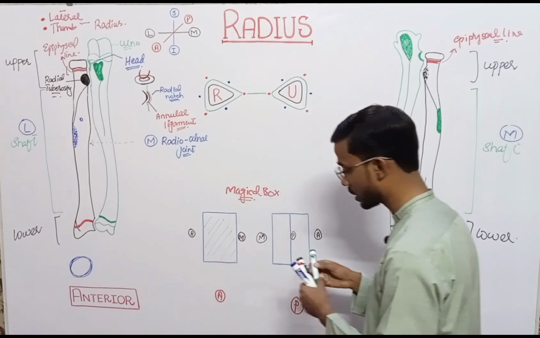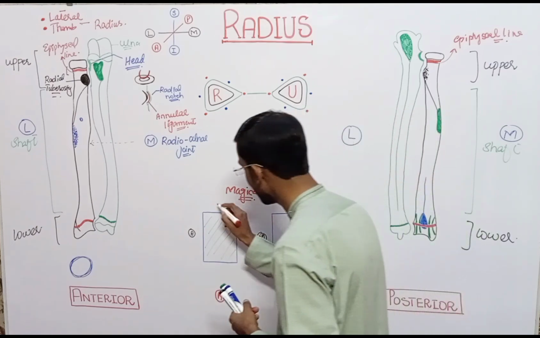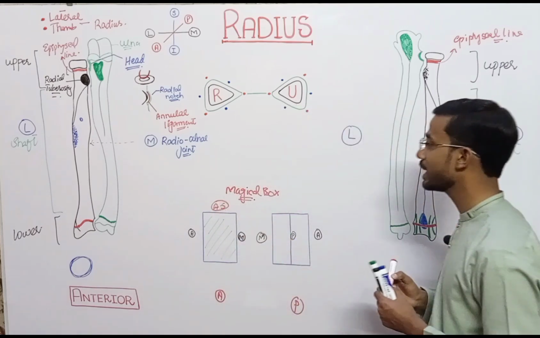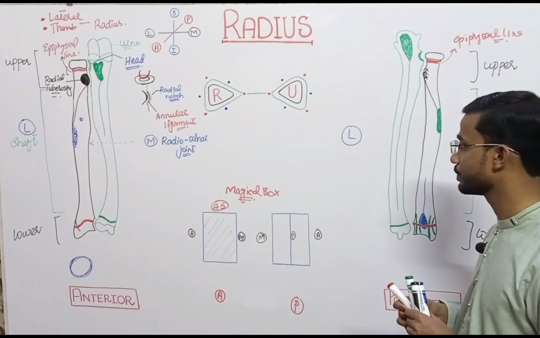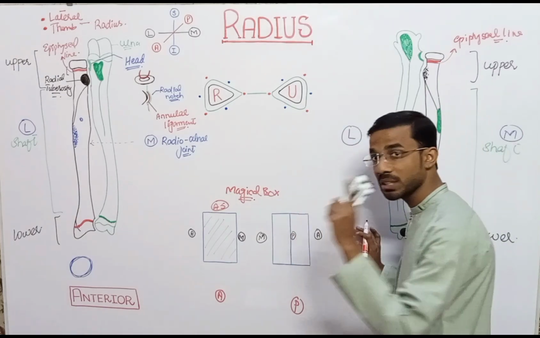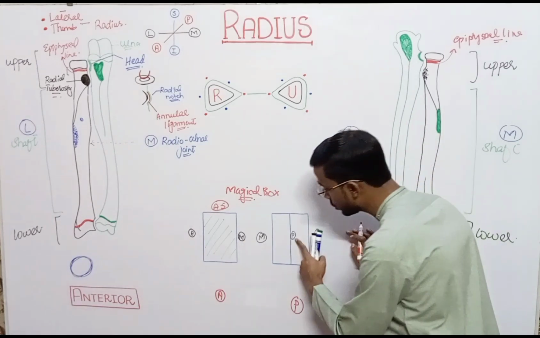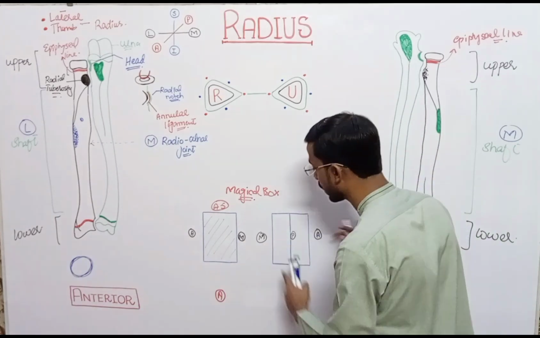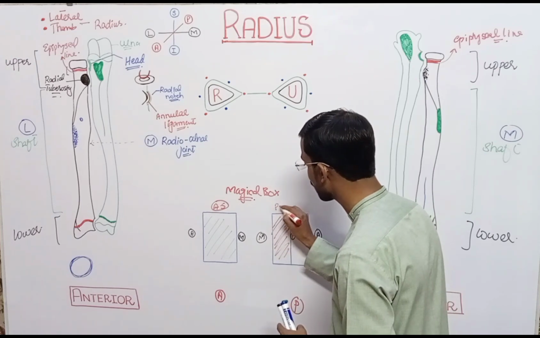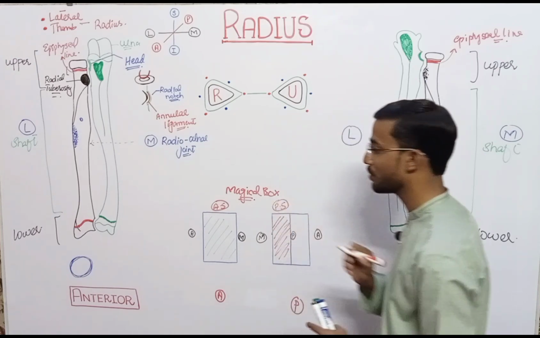This surface is actually called the anterior surface. And next, the surface which is present between the posterior border and the medial border is actually the posterior surface.